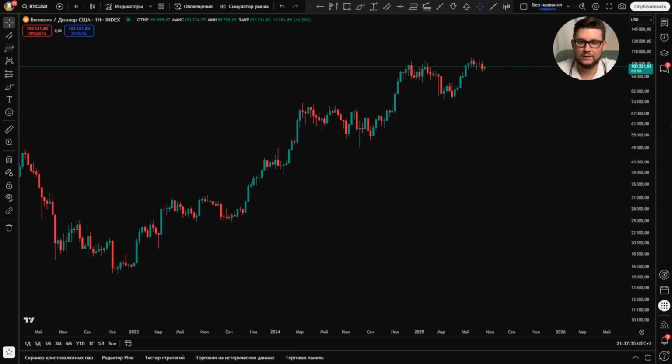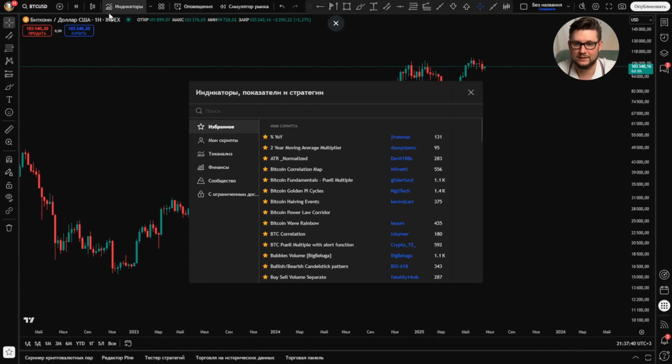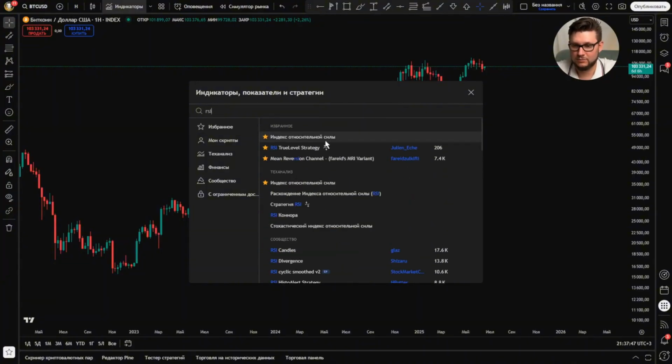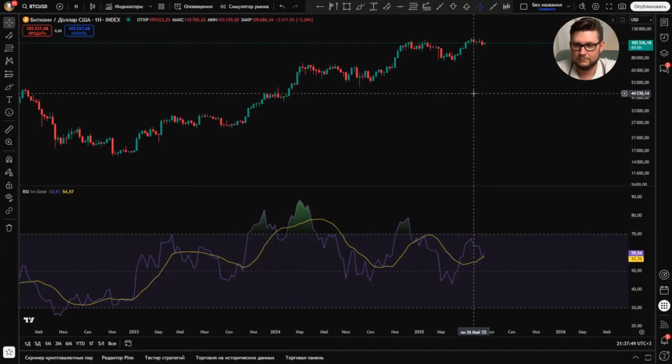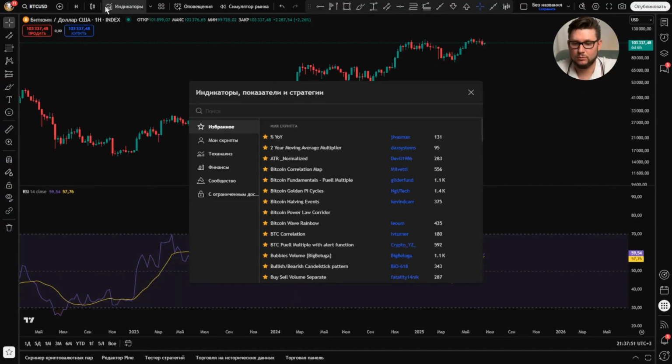So here we have the Bitcoin chart. Let's immediately add the indicators we need. Right here in the Indicators tab, we type in RSI. Here it is, the Relative Strength Index. And we will also need a volume indicator.